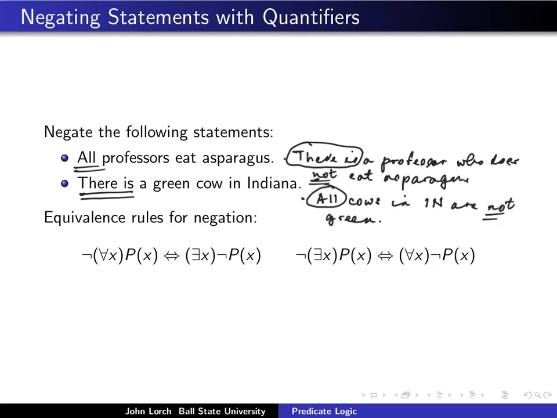So these negations are examples of the following equivalence rules for negation. So if you want to negate the statement for all x, p of x, then what you do is bring the negation inside and replace the universal quantifier with an existential quantifier. And similarly, if you want to negate a statement involving the existential quantifier, you can move the negation inside and replace the quantifier with a universal quantifier.